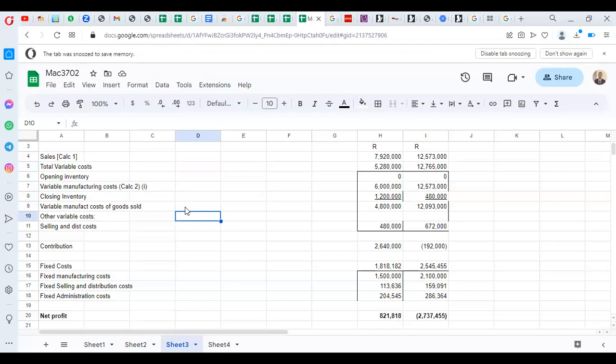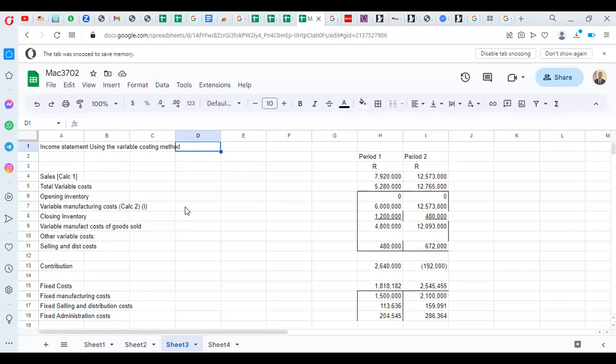So what we're doing, on our last session, I think we'll just leave it at what we did last, and just explain a couple of things. We're basically comparing two methods, the variable costing method and the absorption costing method. We're looking at how you prepare the financial statements for those.